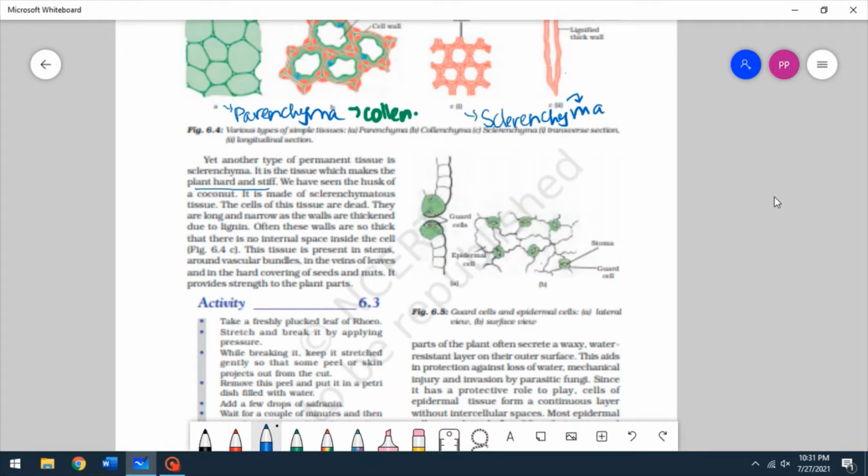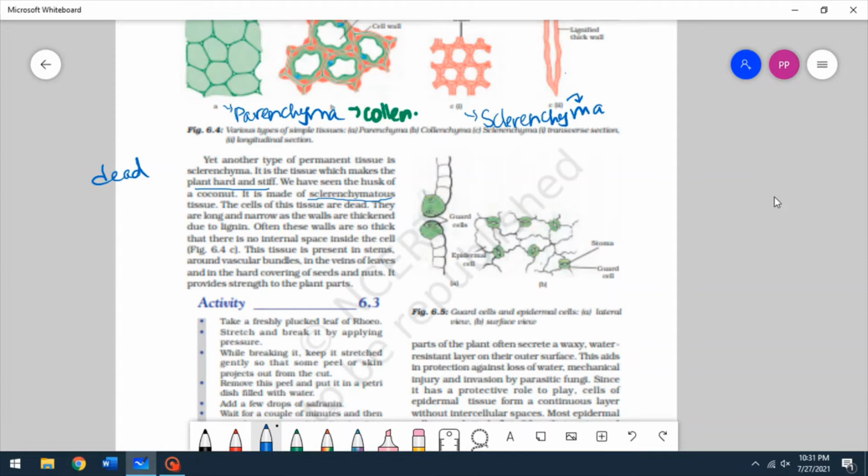So if a tissue makes the plant hard, it is supposed to be dead, okay? Because it gives that rigidity once it's dead. So we've seen the husk of a coconut. It's made up of sclerenchymatous tissue. That is a complicated word, but sclerenchymatous just means a tissue which shows the properties of sclerenchyma, alright?